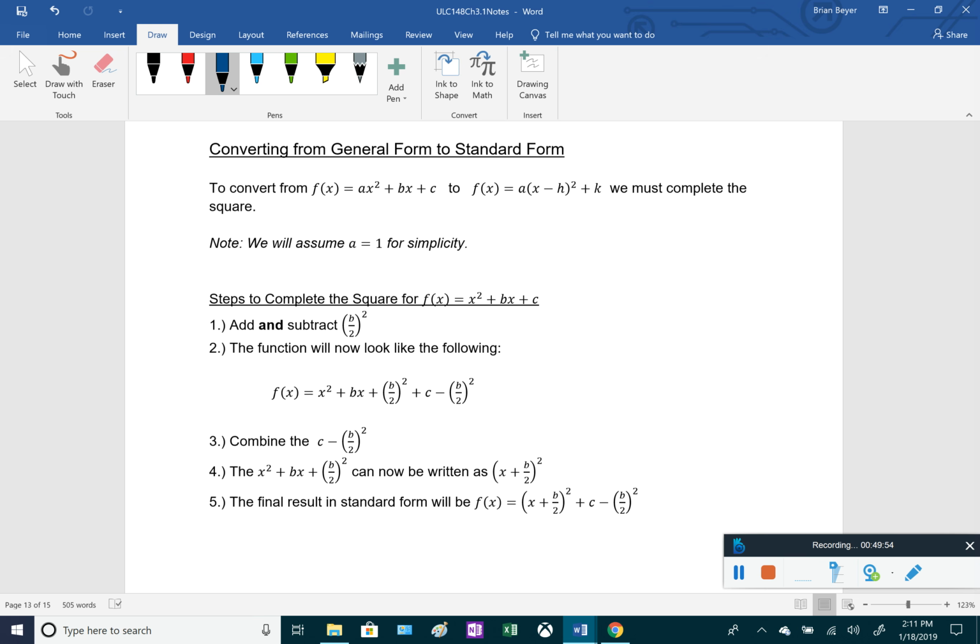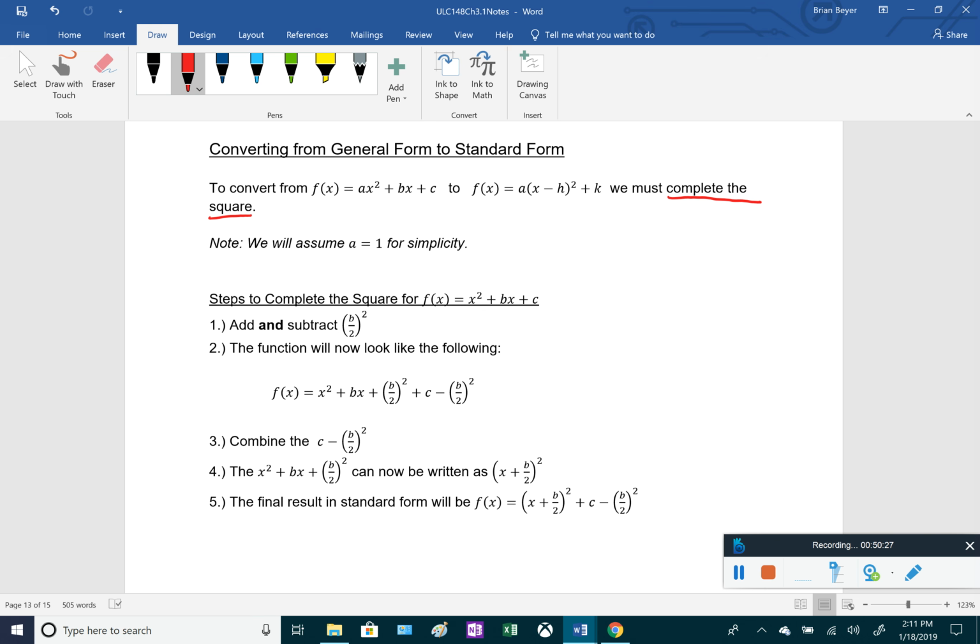So converting from general form to standard form, to do this, we have to complete the square. So completing the square just means we're trying to rewrite it so we can rewrite it as a binomial squared, which will put it into standard form. And for now, we're going to have the a term be 1 for simplicity. If it wasn't 1, we'd have to pull a little bit of a trick, but for now, we're just going to assume that it's 1.